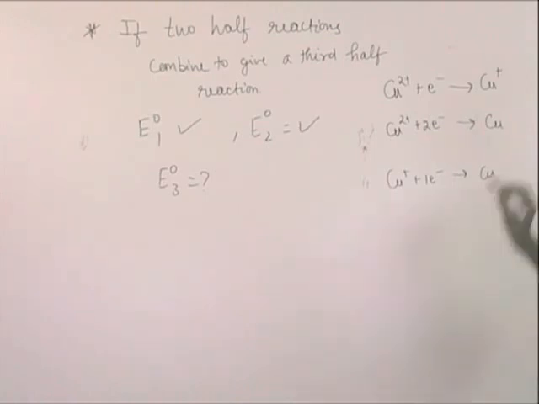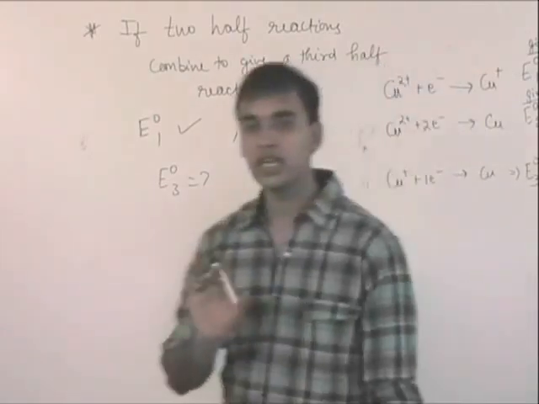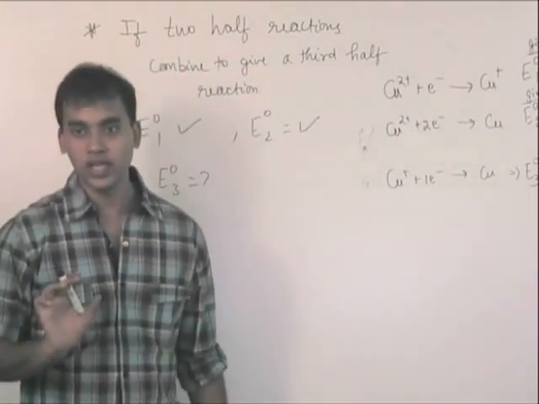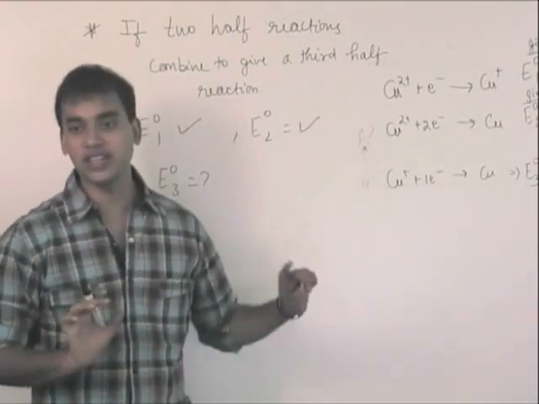Okay? So suppose I give you this as E01, this as E02, and I ask you what is E03. Say this is X, which is given. This is Y. You're able to see it? Okay. And say this has been asked to us. Say this is E03. So how will you find E03 for this reaction? That you have to find E03 for this reaction.